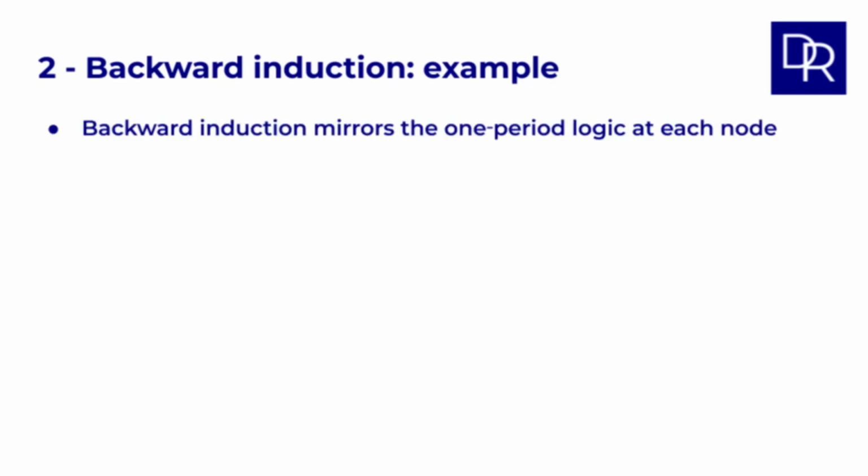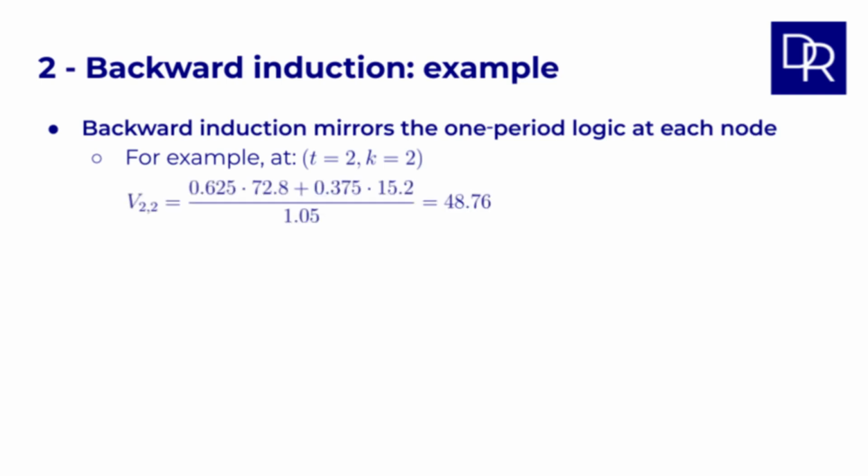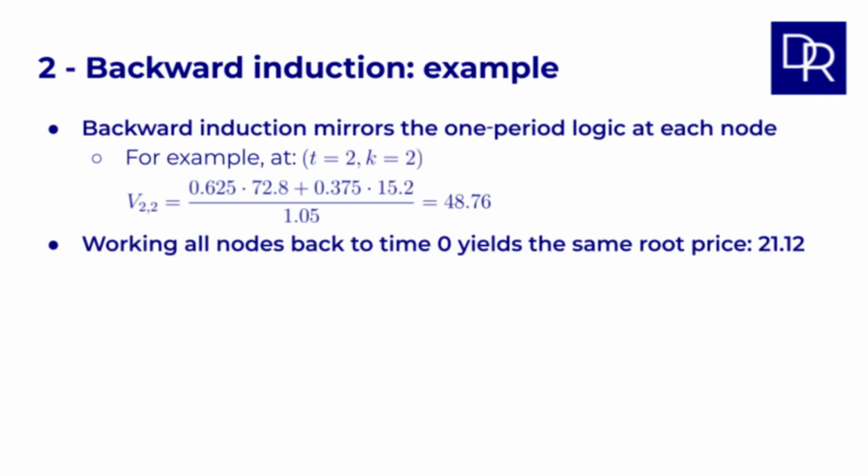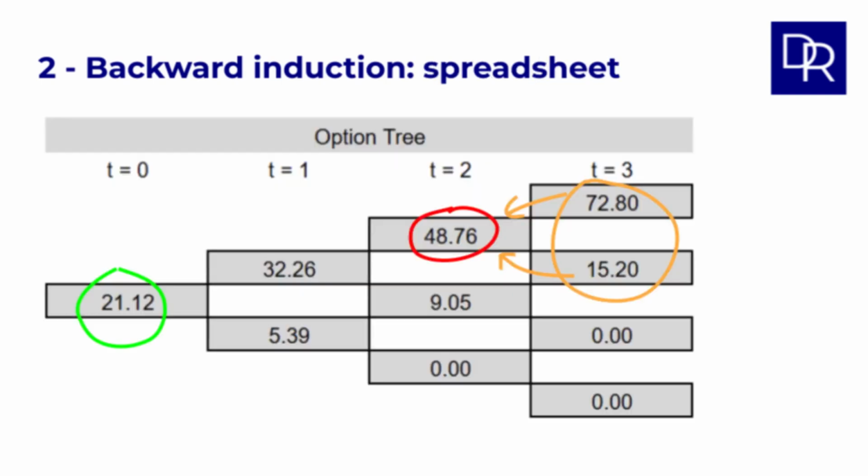Basically, backward induction just mirrors the 1 period logic at each node. For example, at t equals 2, with 2 up moves, V22 can be computed using this formula as 48.76. Working all nodes back to time 0 yields the same root price as we saw before, 21.12. The spreadsheet shows every node value computed this way. Then for the final method, replication.